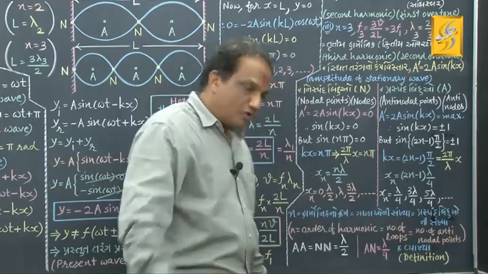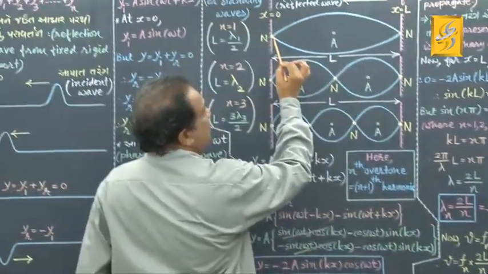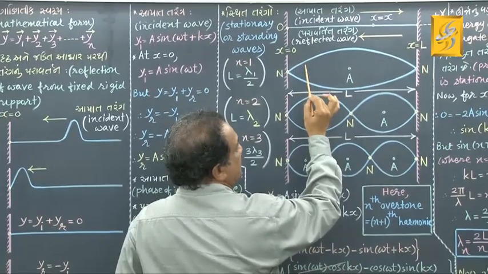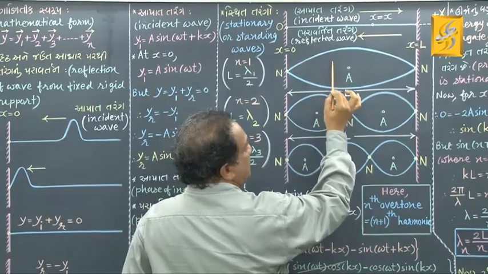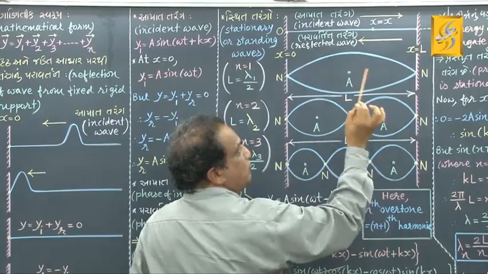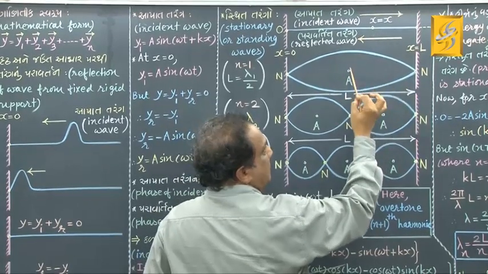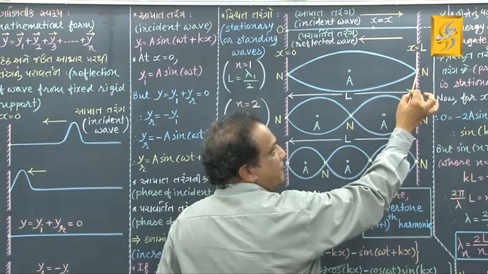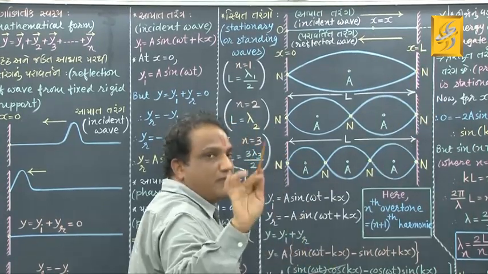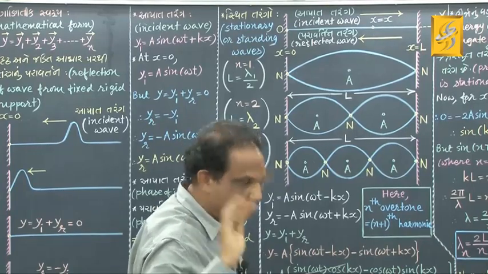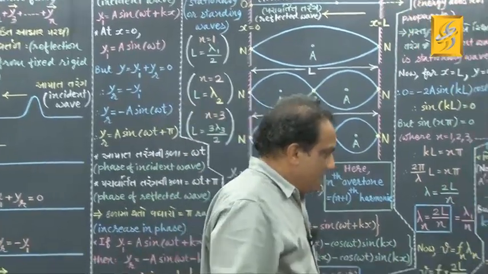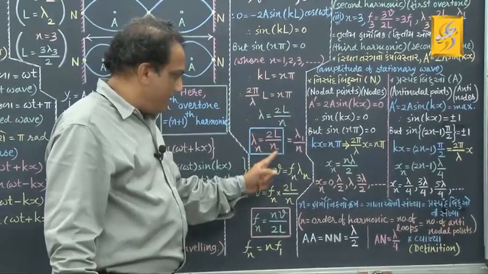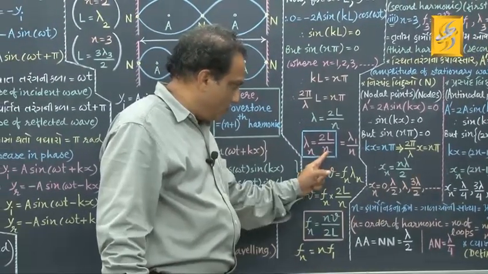Correct? One more thing. Have you noticed, as you move from node to antinode, amplitude goes on increasing. And as you move from antinode to node, amplitude goes on decreasing. Correct? Finally, at this nodal point, amplitude will become 0. Simple? Fine. I repeat two things. What is the interpretation of N? In these two formulas, what do you mean by N?